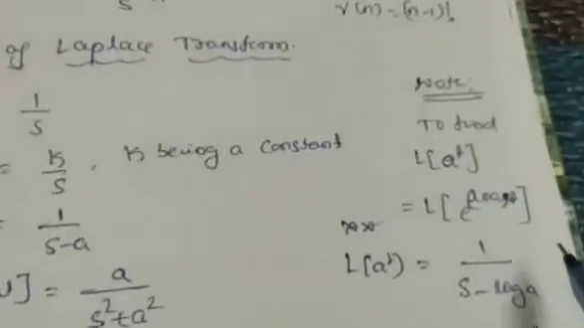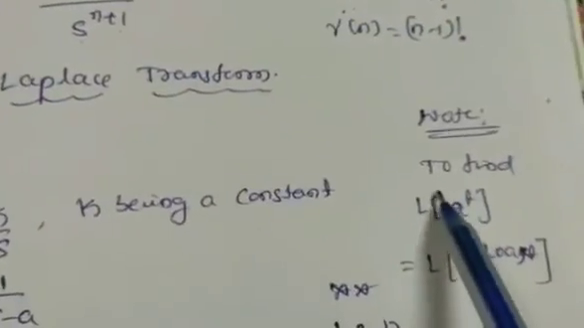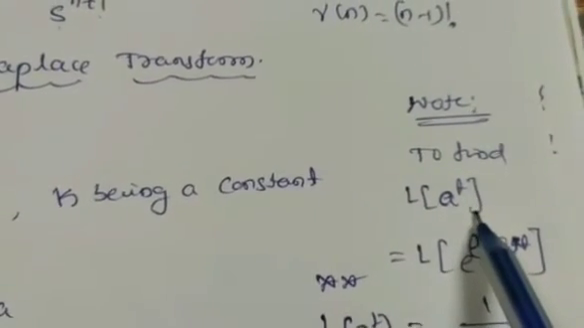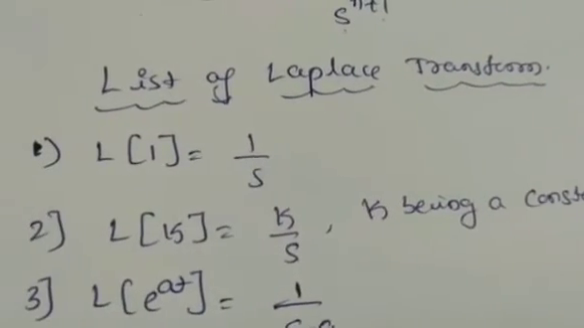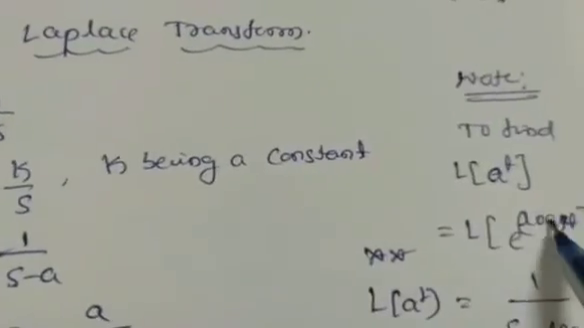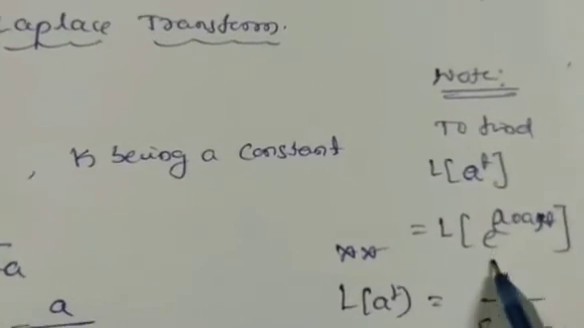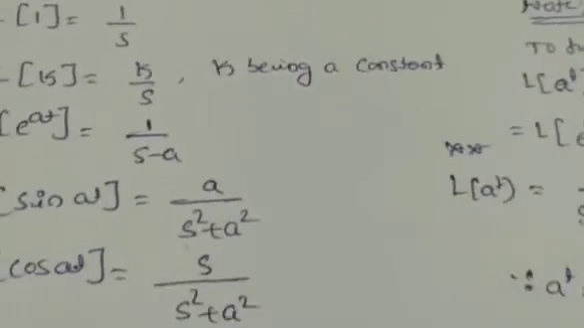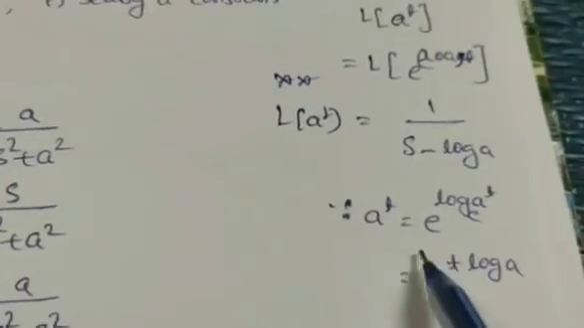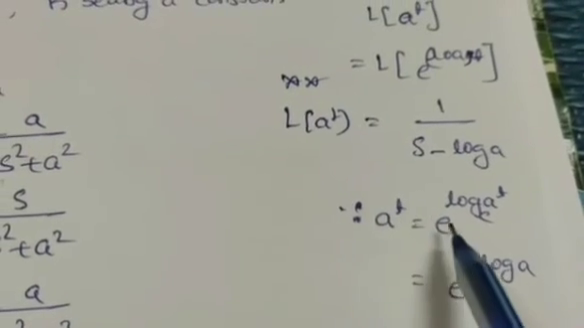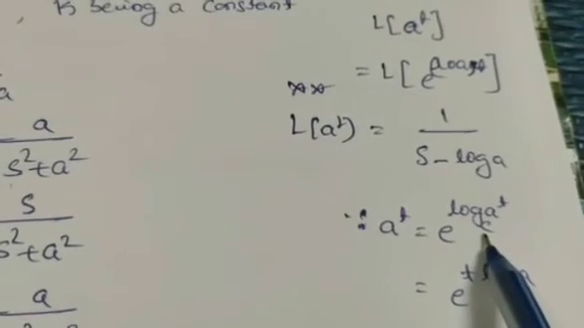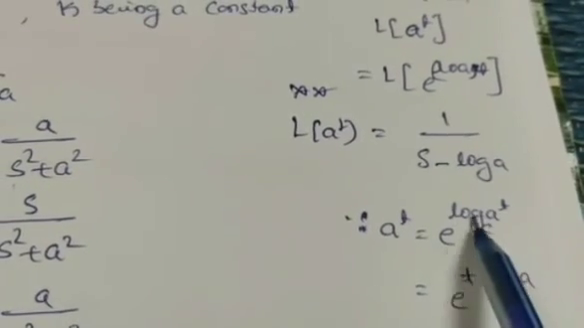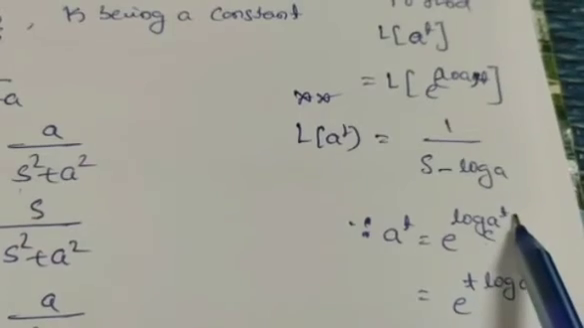Let us take one note here. To find the Laplace transform of a raised to t, we don't know any formula for the Laplace transform of a to the power of t. We know only e to the power of at. How do we express this a to the power of t in terms of e to the power of something? We know a to the power of t can also be written as e to the power of log of a to the power of t, base e. Since e to the power of log, they are reciprocals of each other, they get cancelled, and simply we have a to the power of t.